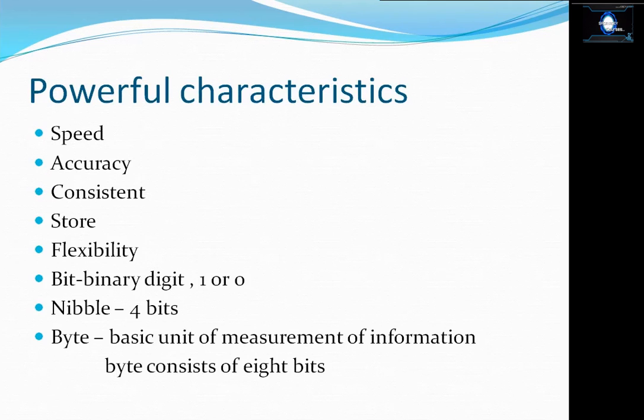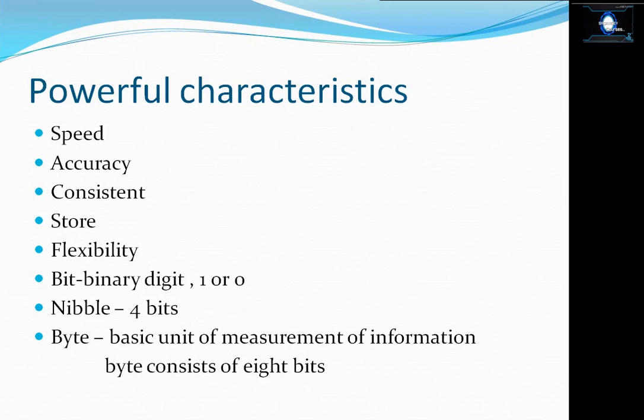Now going to the powerful characteristics. The following are the characteristics which make a computer so powerful and useful: speed, accuracy, consistency, storage, flexibility. And also binary digit, nibble, byte. A byte is the basic unit of measurement of information. A byte consists of 8 bits. Now explaining about speed. The speed of a computer is measured in milliseconds. Computers work at a very fast rate. Computers are accurate. Computers give results with great accuracy. Computers will never give wrong results. Computers give wrong results only if the instructions given to them are improper.